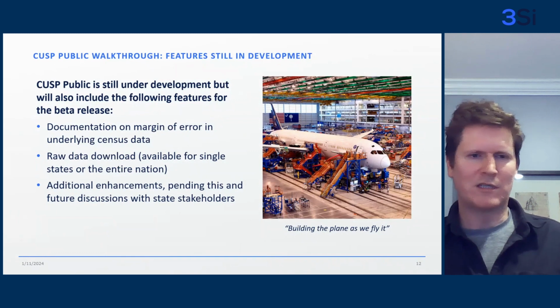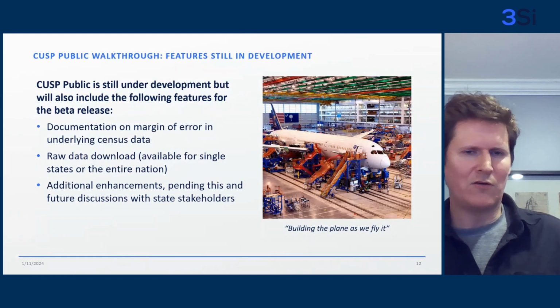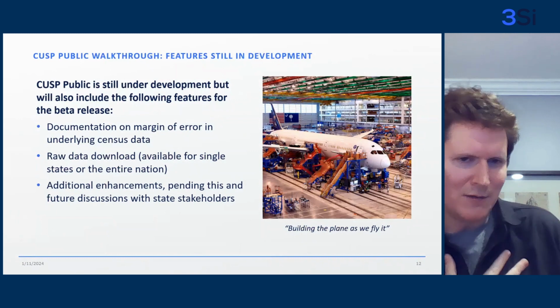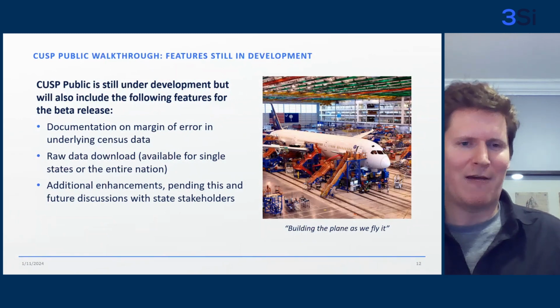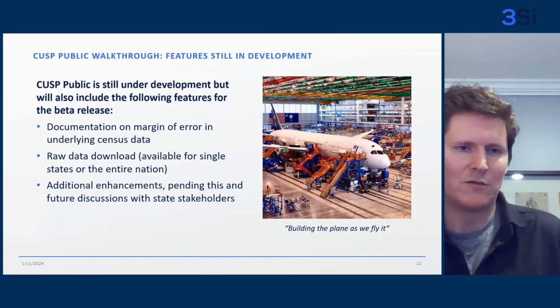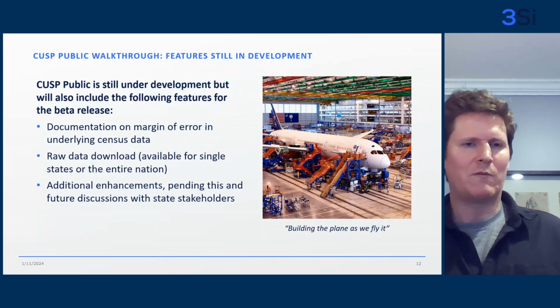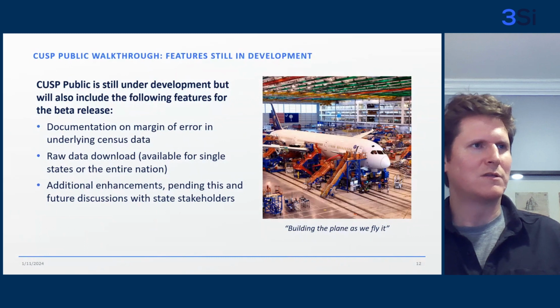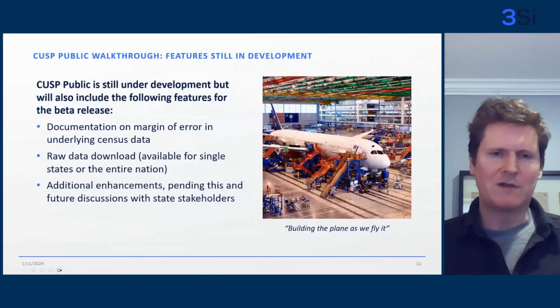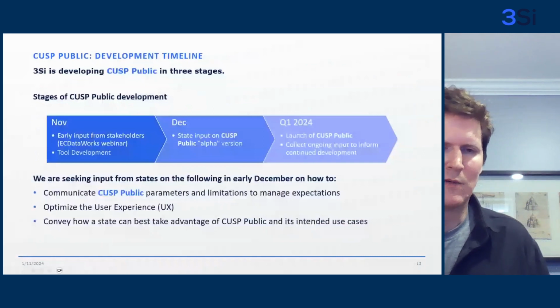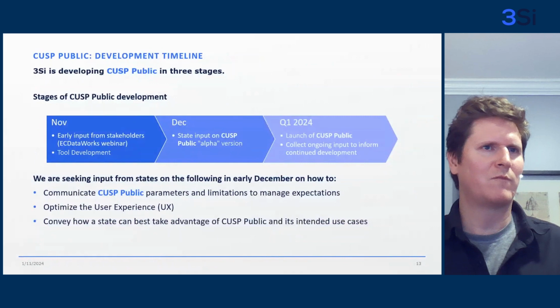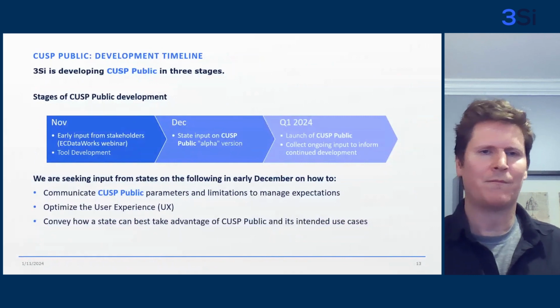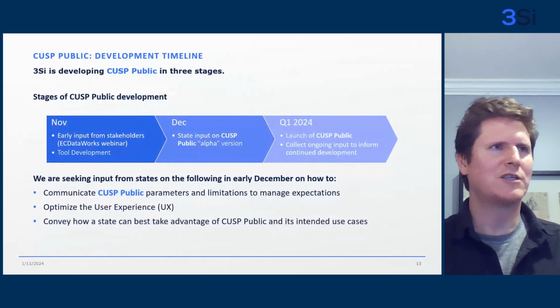We're building out the functionality for a raw data download, because as an analytical person myself, I will acknowledge that it's nice to just have the data and be able to use it however one sees fit. So we're going to make that available to users as well. And we have a laundry list of enhancements that we're making based on some early input that we've gotten from states and other state stakeholders that we've been sharing the tool with. So there will be additional changes forthcoming.